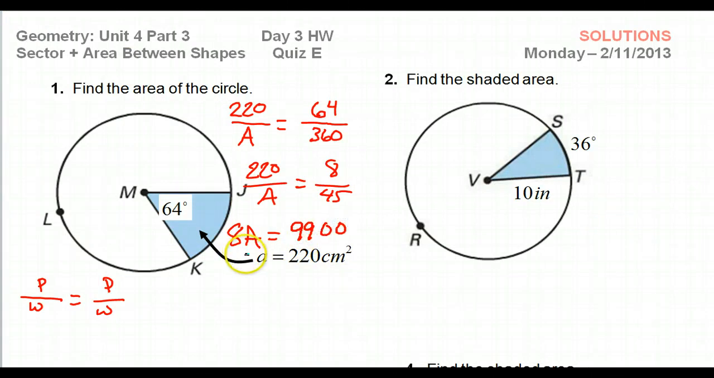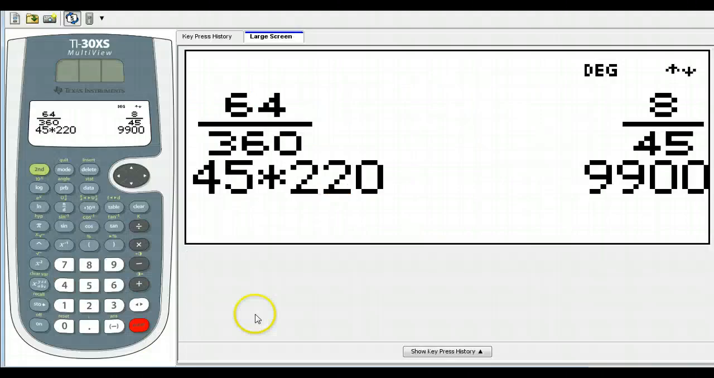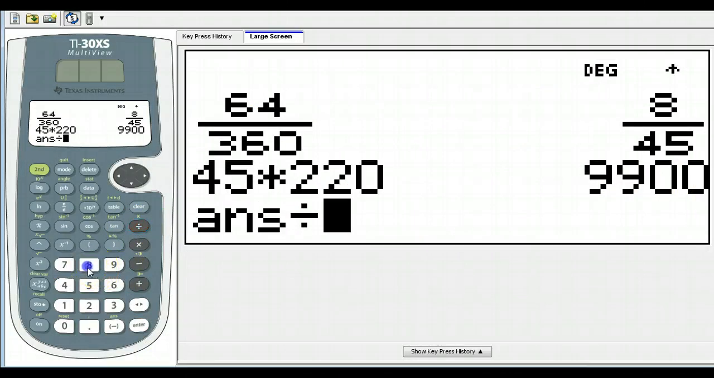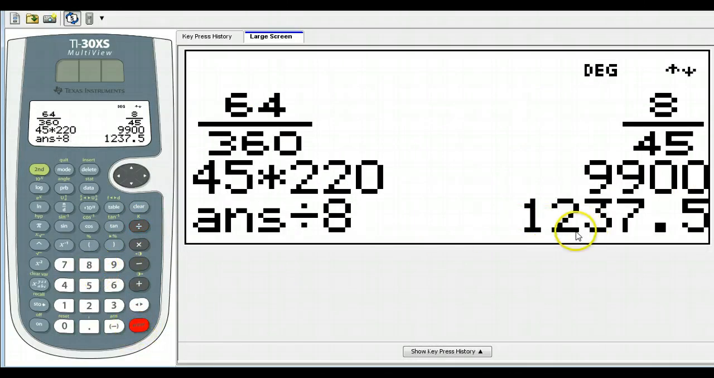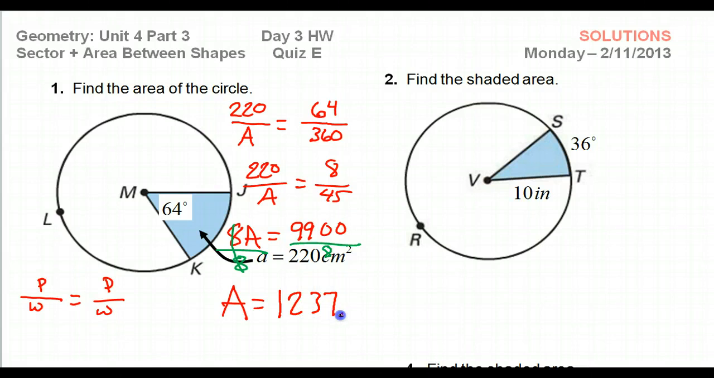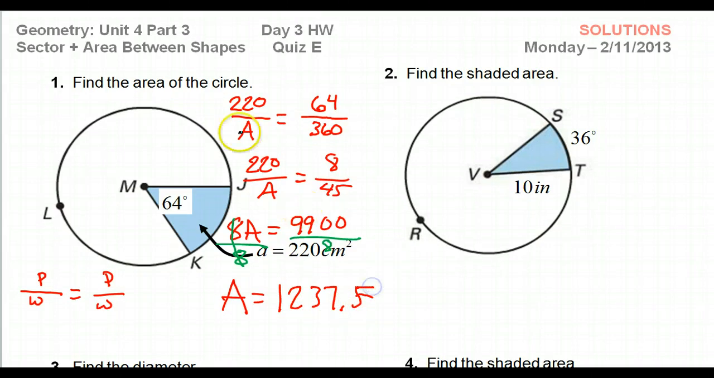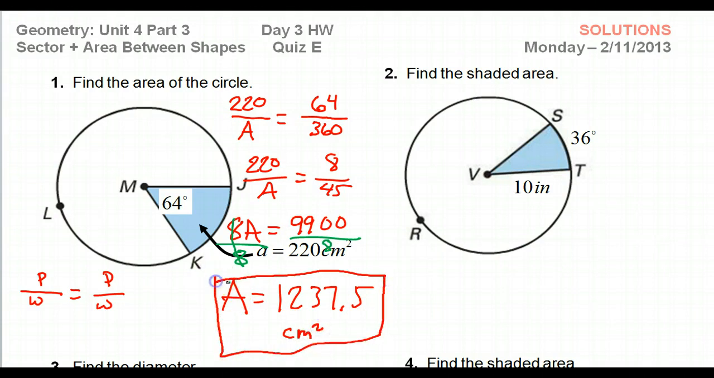So all we need to do is divide both sides by 8. So divide by 8, divide by 8, and what do we get? So our area should equal, so this divided by 8, that number's already there, so I can just hit the division sign and type 8, and I get 1237.5. Whoa, messed up the 5 a little bit there, but that's okay. So 1237.5, and it's an area, so we will use square units. So I will say centimeters squared. That is how we do number 1.